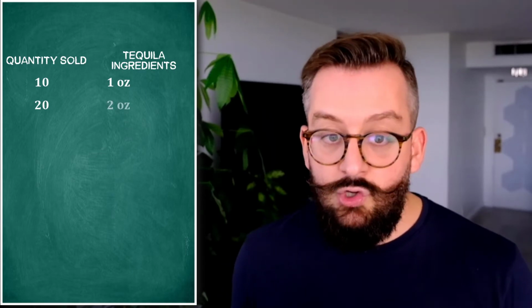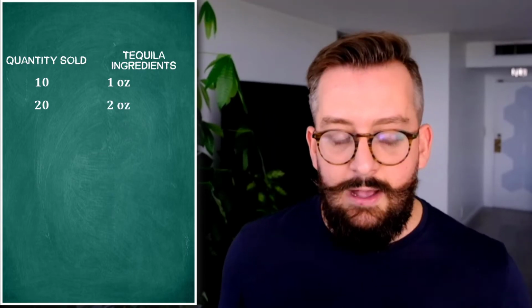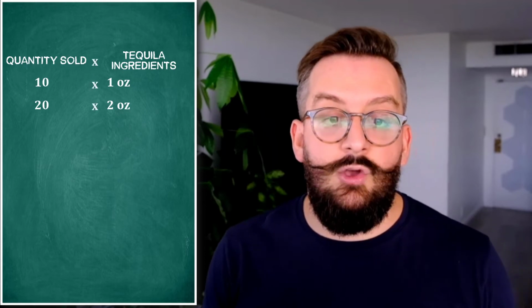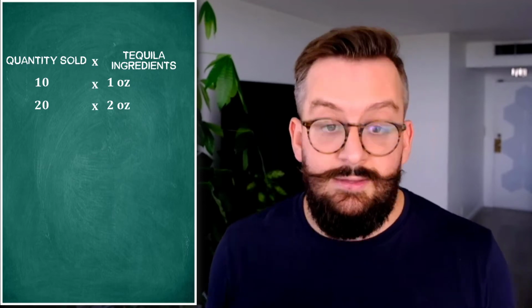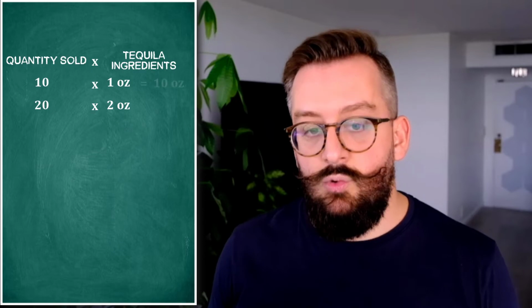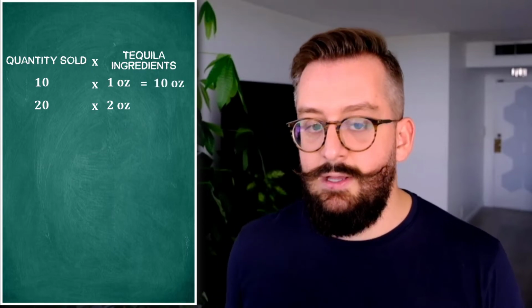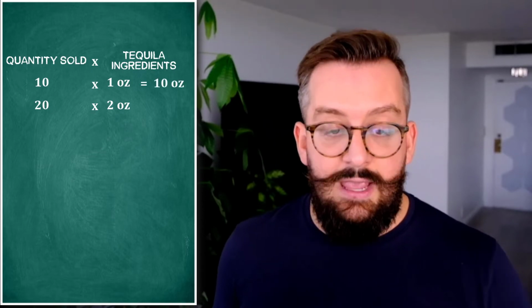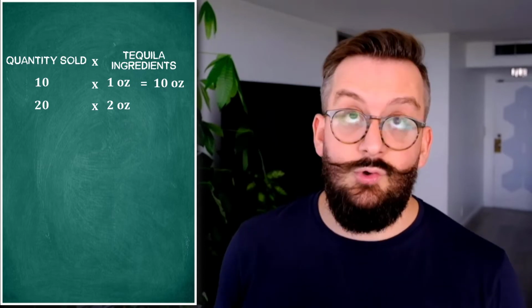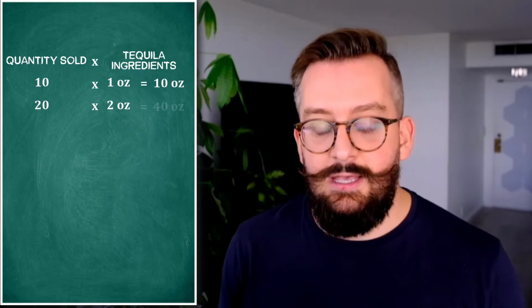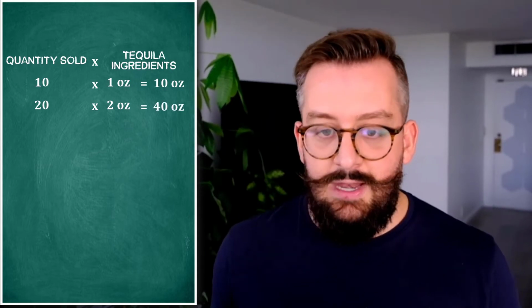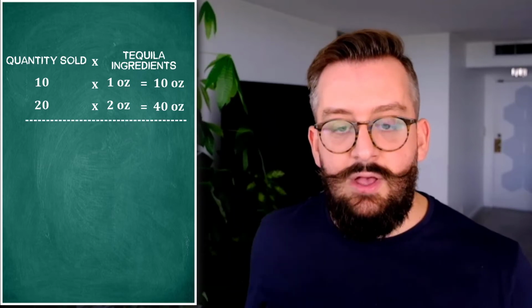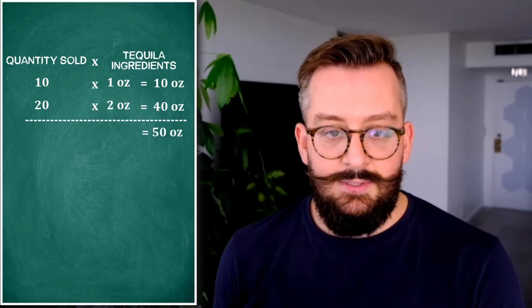The margarita should be 2 ounces, right? And you write it down. And then the last step is you multiply by the quantity sold. So if you sold 10 shots, you're going to say, okay, 10 times 1 ounce, so that's 10 ounces. The margaritas, like I said, is 20 ounces. So if you sold 20 margaritas, 20 times 2 ounces each is 40 ounces. So now you add up all the ounces and you'll have your total amount of tequila.